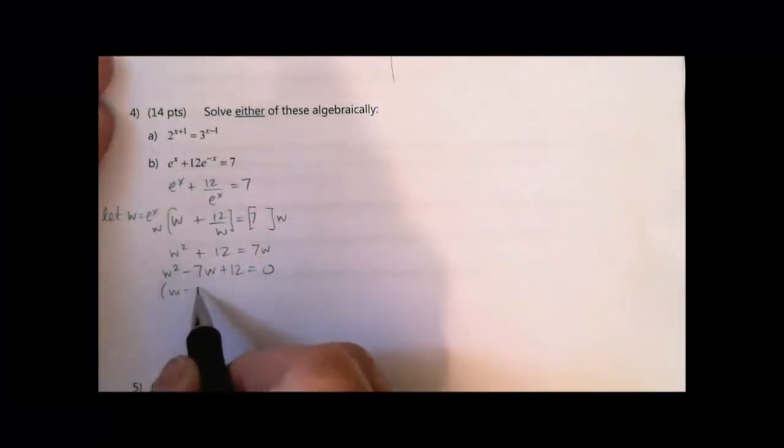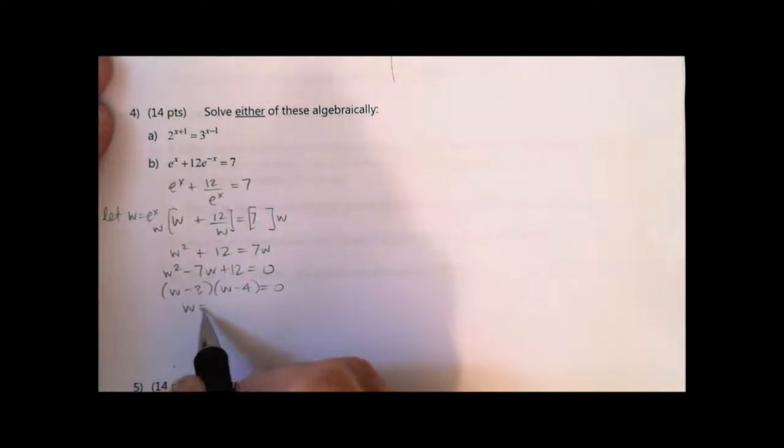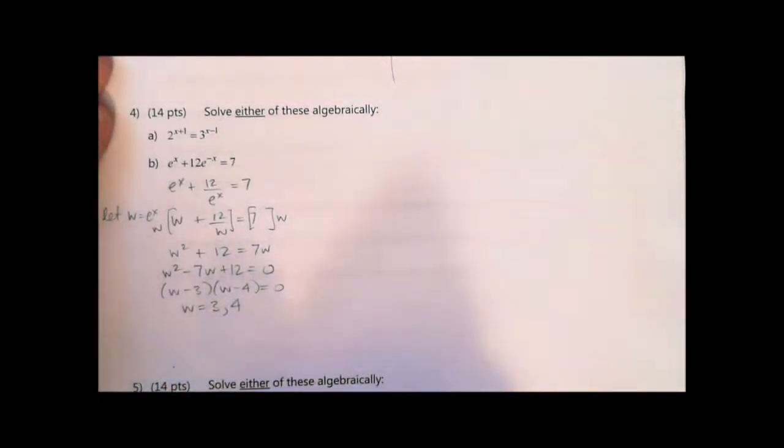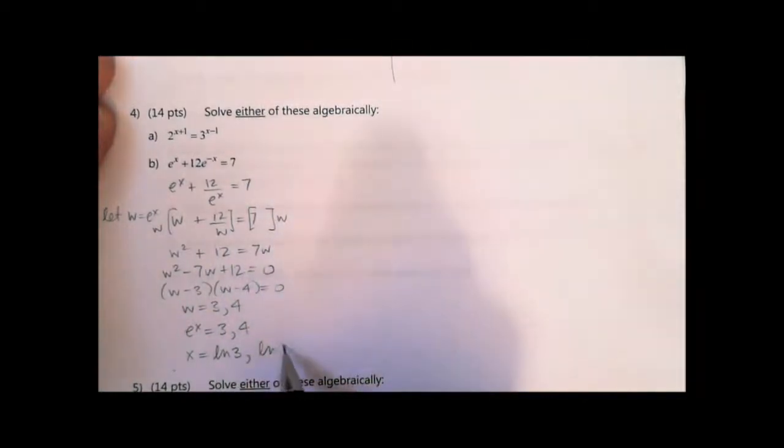And nicely enough, this factors. And the solutions are w is 3 or 4. Now remember, w was e to the x, so if e to the x is 3 or 4, we still need to solve for x, and that's just a matter of rewriting this logarithmically. Natural log of 3 or natural log of 4.